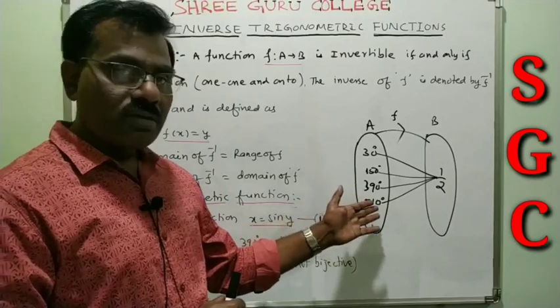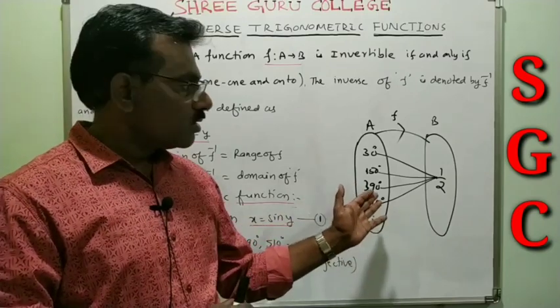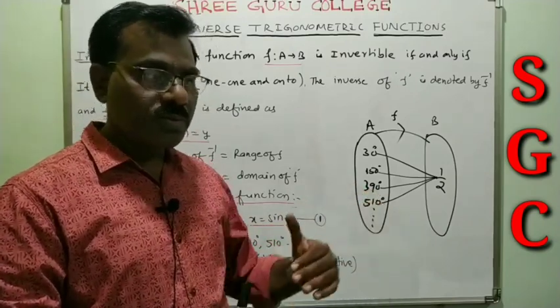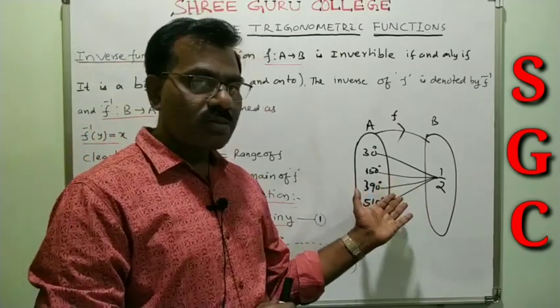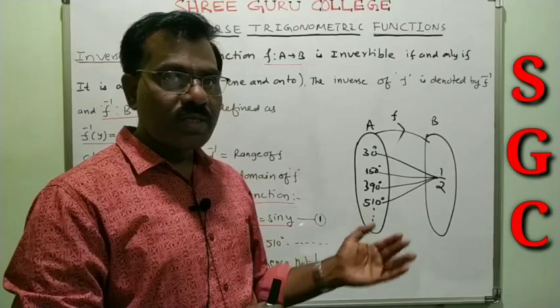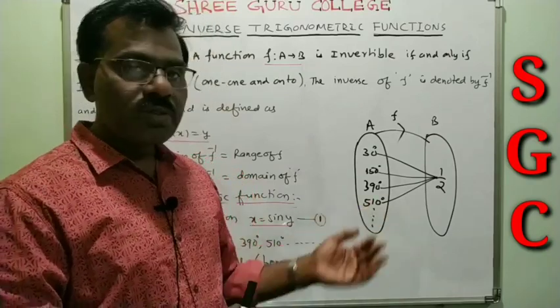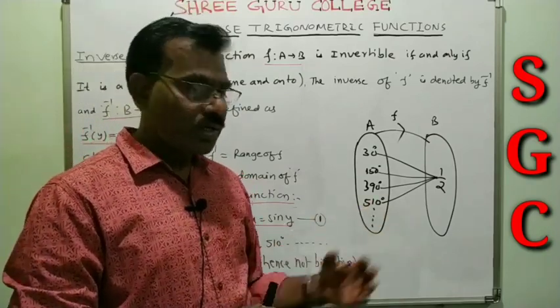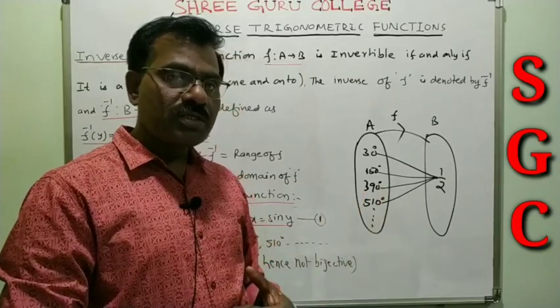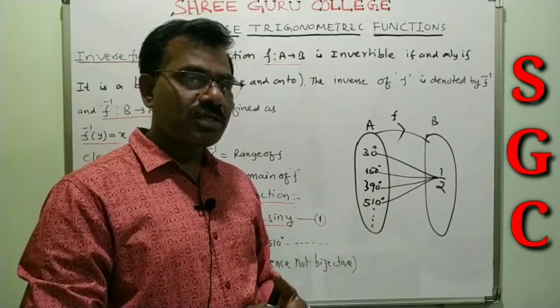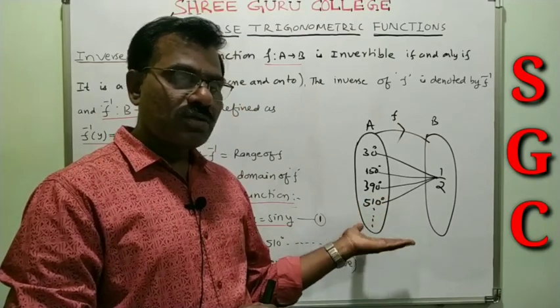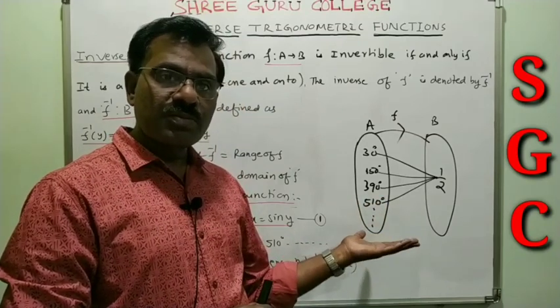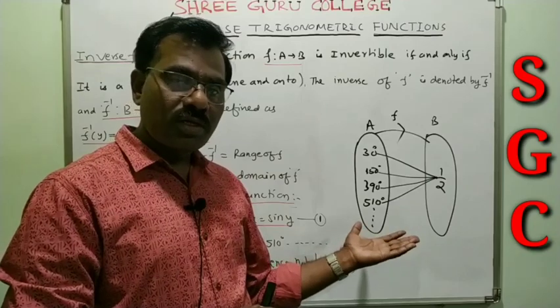See this figure, it is not one-one, because one-one means different elements have different images. So it is not one-one, and if it is not one-one, it is not a bijective function. So the inverse does not exist. You know when an inverse exists, it must be one-one and onto, a bijective function. Now here one-one is not there. Not one-one means it is not bijective, and not bijective means the inverse does not exist.